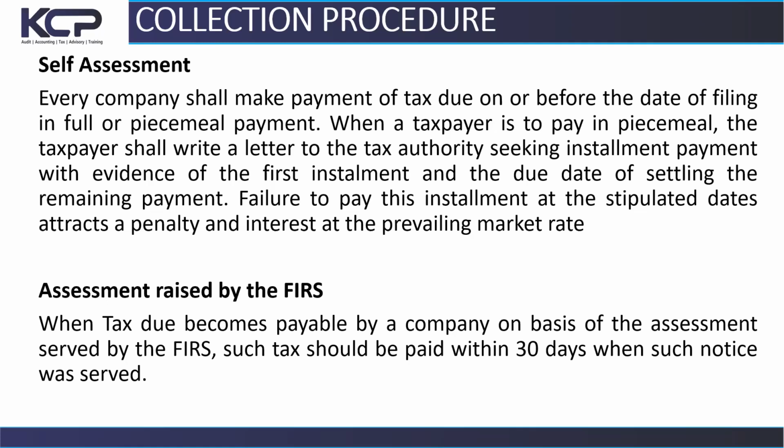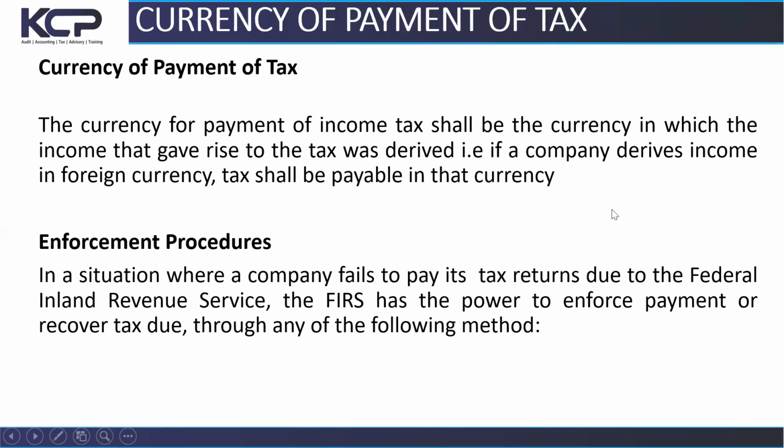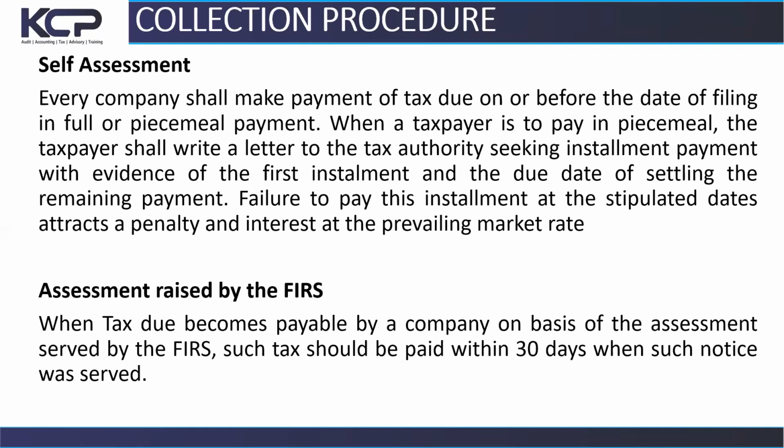Then for payment that is due on assessment raised by the FIRS, when tax becomes payable by the company on the basis of the assessment served by the FIRS, such tax should be paid within 30 days when such notice was served. But if you have any objection to that, you must have also submitted the objection within 30 days. But if you don't have any objection, you can also make the first installment payment and appeal. The application has to be in writing for other staggered payments.